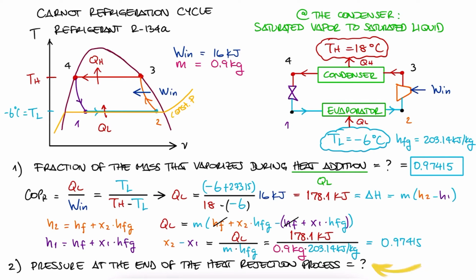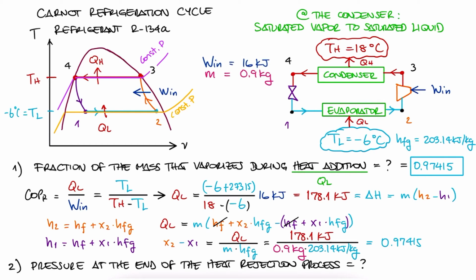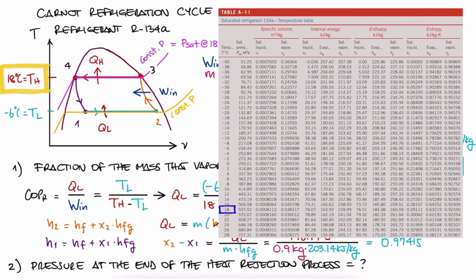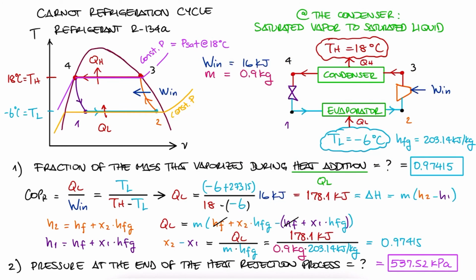As for the pressure at the end of the heat rejection process, since the refrigerant is on an isothermal process line within the saturation dome, the pressure at both 3 and 4 is the same and equal to the saturation pressure at the temperature of 18 degrees Celsius. So we looked that up in our saturation tables and see that it is 537.52 kilopascals.